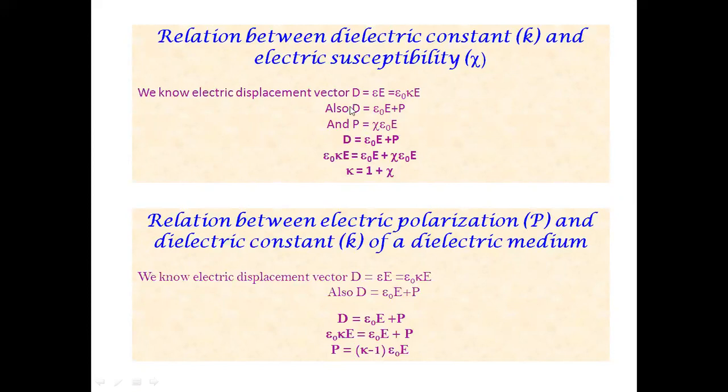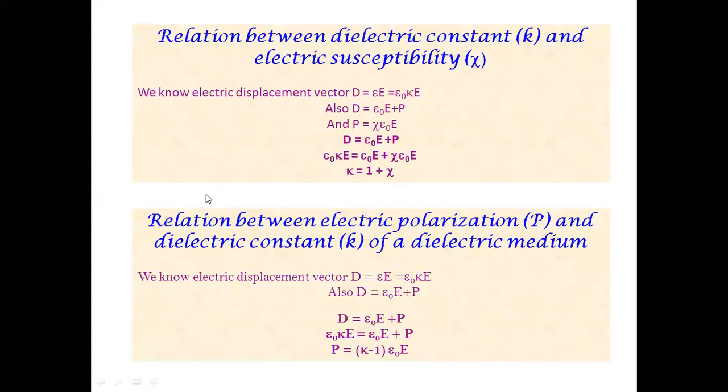So in this equation, that is D is equal to epsilon 0 E plus P, we substitute this D by epsilon 0 K into E. This is as usual, and this P is substituted by electric susceptibility, epsilon 0 into E. Cancelling the E and epsilon 0, we get the dielectric constant is equal to 1 plus electric susceptibility. So, this is the relation between the dielectric constant and the electric susceptibility.